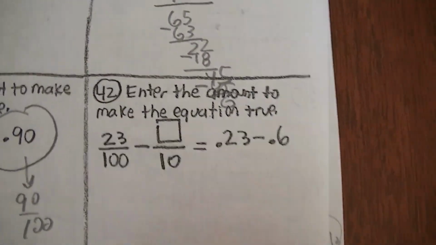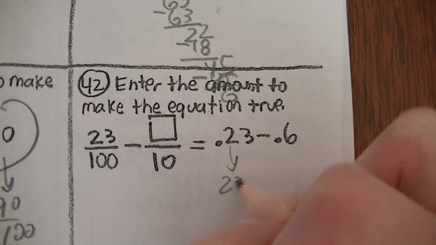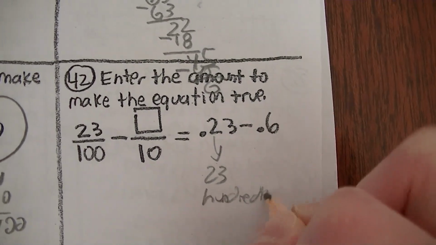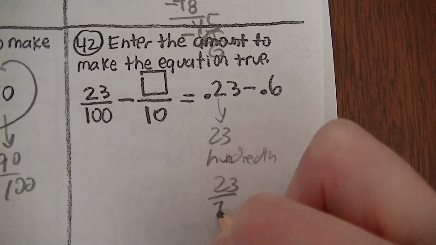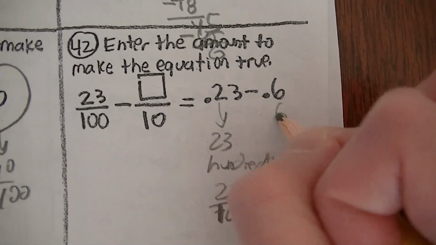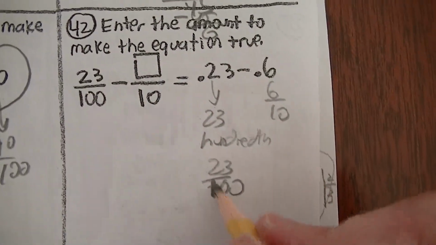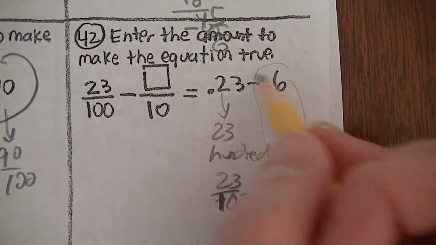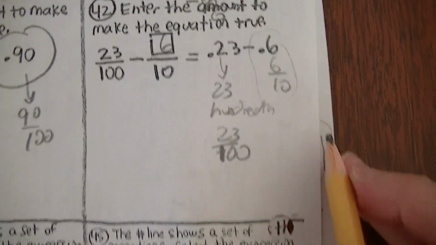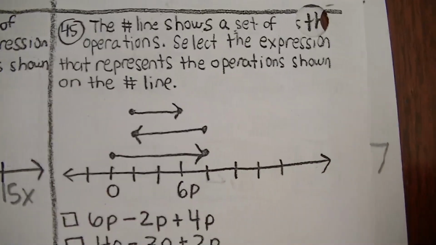Enter the amount to make the equation true. Say it out loud. 23 hundredths, which is 23 hundredths. Okay, and then that's a 6/10. So there's 23 hundredths right there, minus 6/10. So this is going to be just a 6 right there. Okay? And 45. Okay, let's see here.